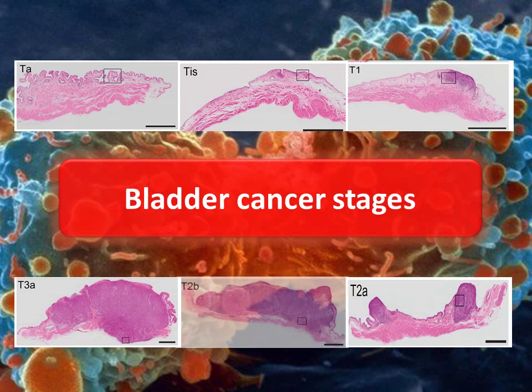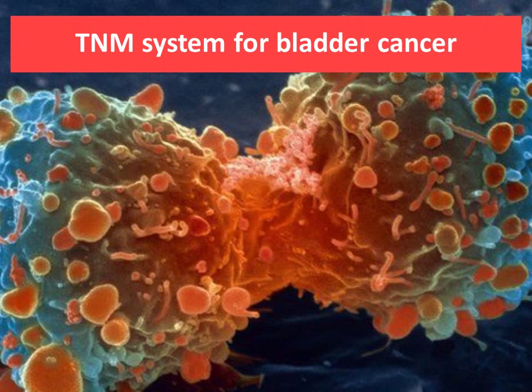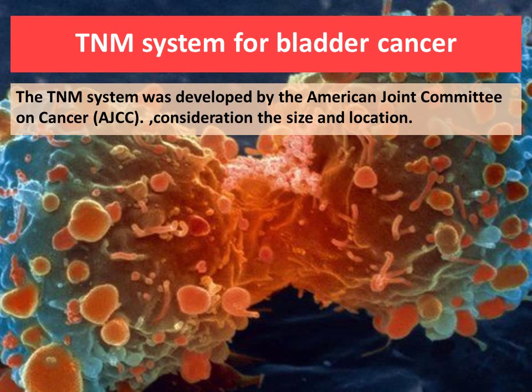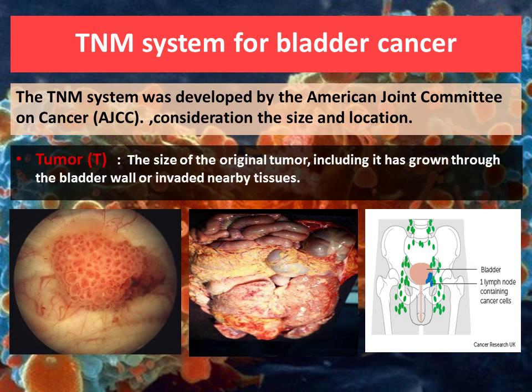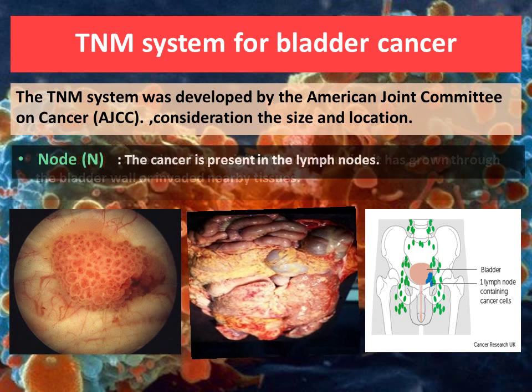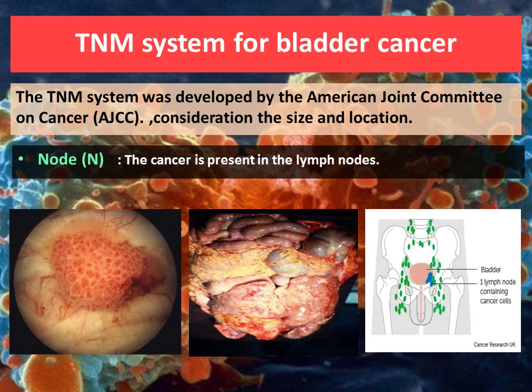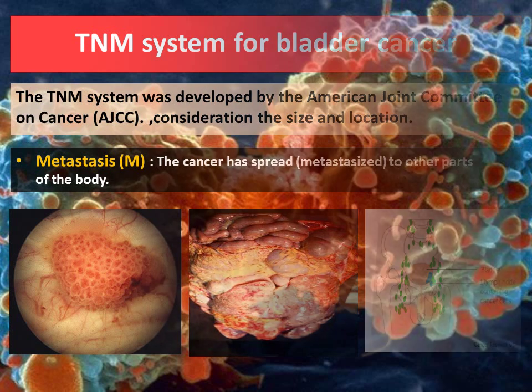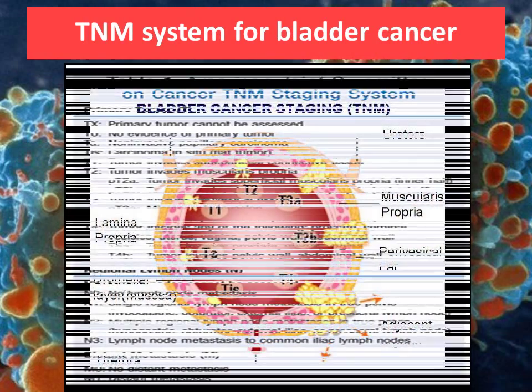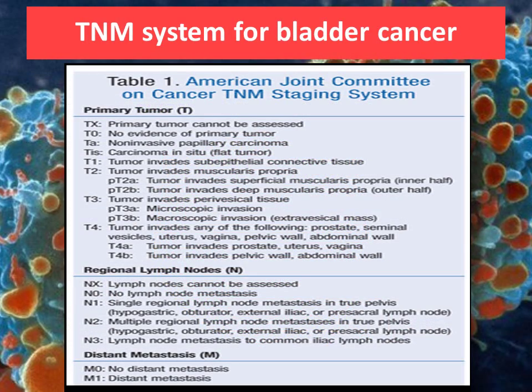Bladder cancer stages, including the TNM system for bladder cancer. The TNM system was developed by the American Joint Committee on Cancer and considers the site and location. T: tumor, the site of the original tumor, including whether it has grown into the bladder wall or invaded nearby tissues. N: node, whether the cancer is present in the lymph nodes. M: metastasis, whether the cancer has spread to other parts of the body. This is the picture of the TNM system for bladder cancer.